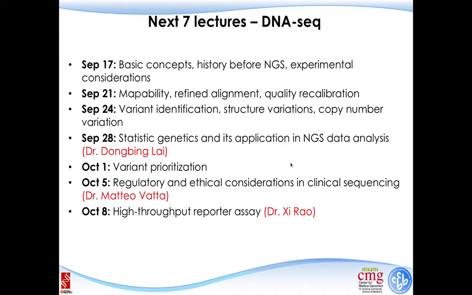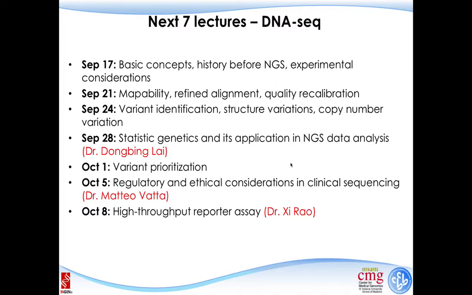Those are part of the GATK package, and when we do DNA sequencing data analysis, those are the ones being used very, very frequently. Then after that, we will talk about variant identification, identifying individual variants, structural variation identification, and copy number variation identification. Those are very important topics as well, and some of them are also our standard data analysis pipelines.